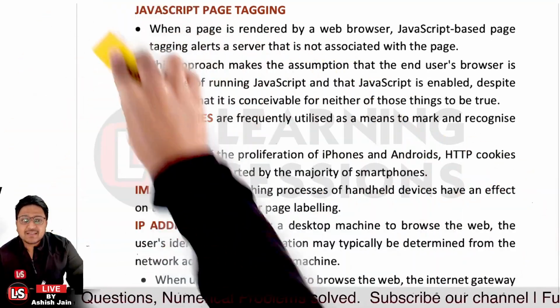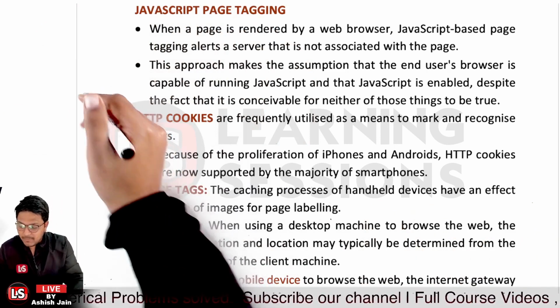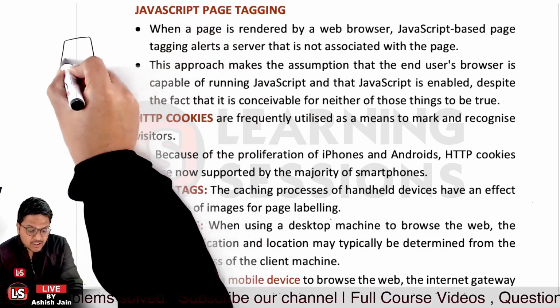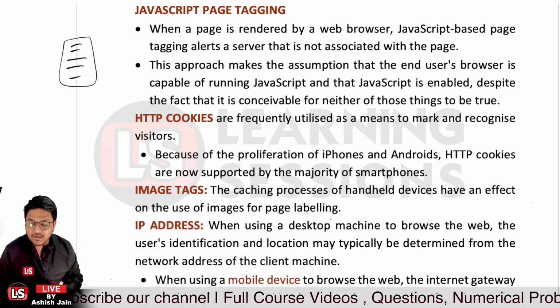Now, the image tags can be cached on handheld devices, like if you have a mobile. If the image is cached, you can label that cached image, and further you can retrieve it if it is tracked over there.